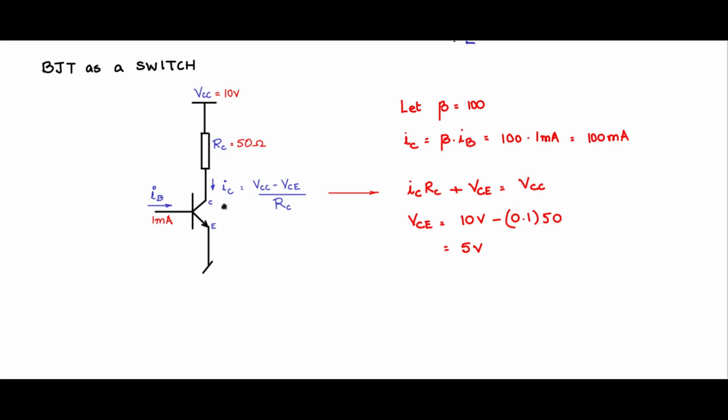So there is 5 volts dropping across this. So 10 volts minus 5 volts divided by 50 ohms will give you 0.1 amps, or IC is 100 milliamps. 100 milliamps divided by beta gives 1 milliamp. So this is the perfect setting, and we call this the perfect linear amplifier mode of operation. This is the linear mode of operation. This implies operation in the linear region.